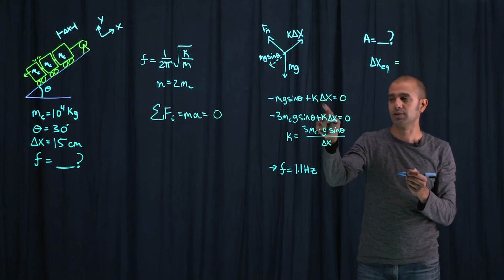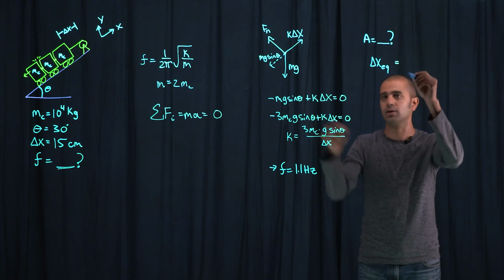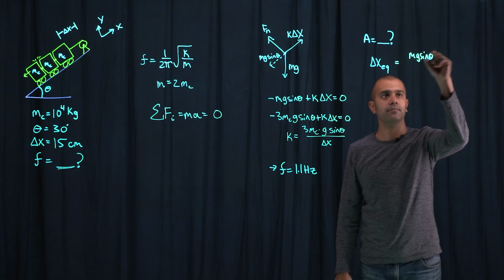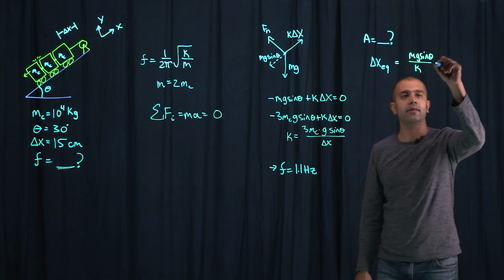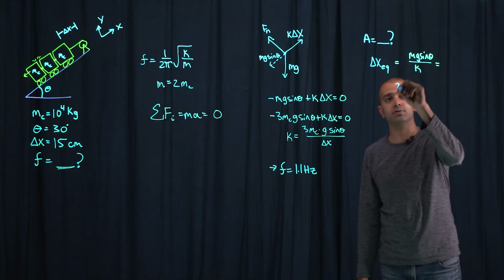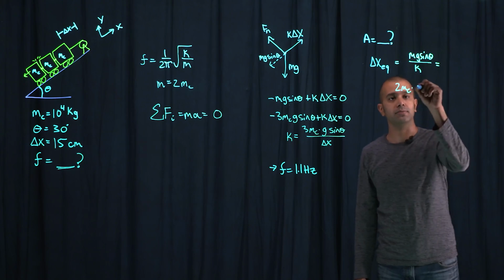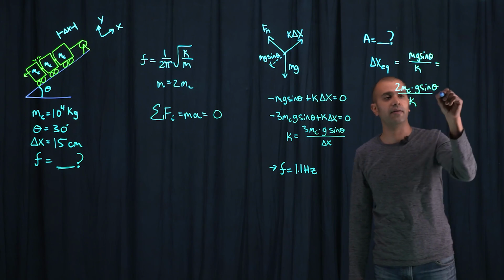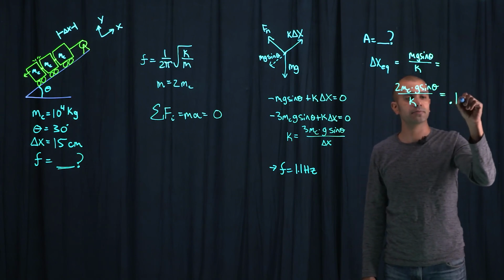So if we invert this for delta x, we find that delta x equals mg sine theta divided by k. And then in this case, the m is just 2 rail cars. So it's going to be 2 times mc times g sine theta divided by k. Plugging that in, you'll find that that equals 0.1 meters.